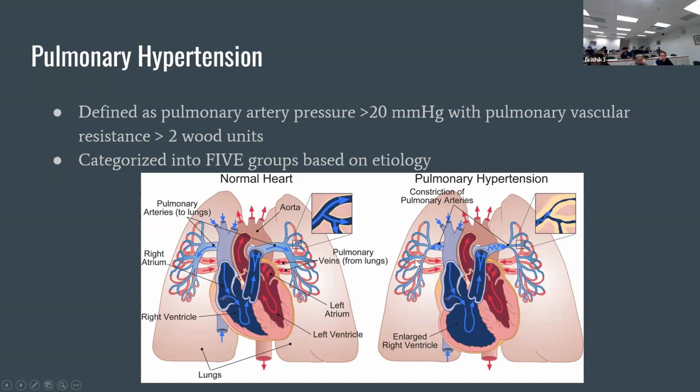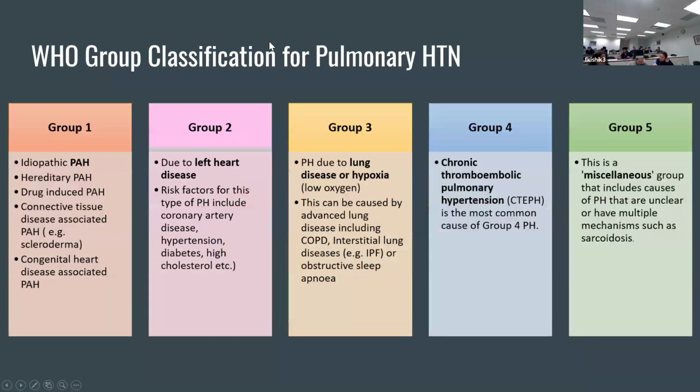Okay, so this is just like, you guys know this already. The pulmonary arteries are going to constrict because of chronic high pressures in the right side. So, all right, you guys tell me, group 1, how do we treat it? Oh, we didn't. So we didn't have that.